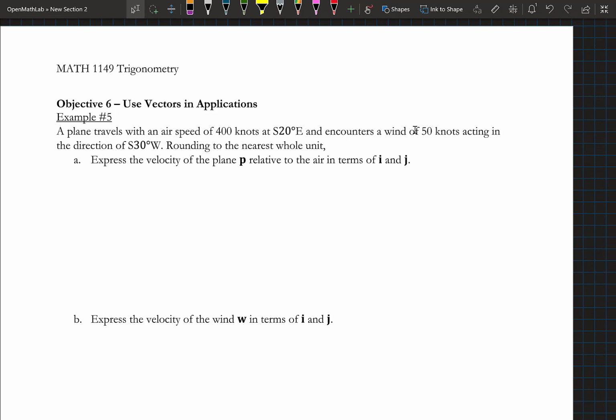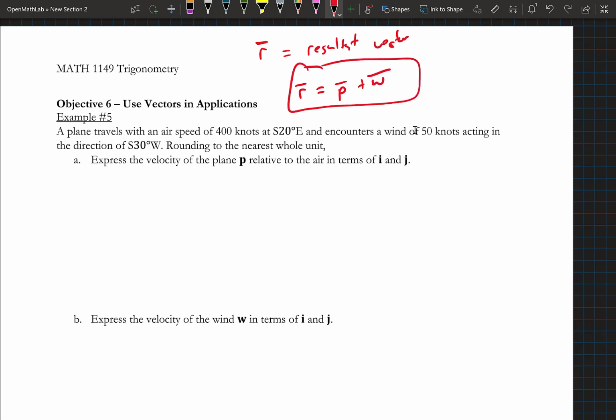I think I mentioned this before in the previous video, but just a reminder that if you see a vector r, this is often referred to as a resultant vector. This essentially is the vector after some operations have been done. So for example 5, what we're going to find is the resultant vector is equal to the plane speed plus the wind speed. So this kind of equation.